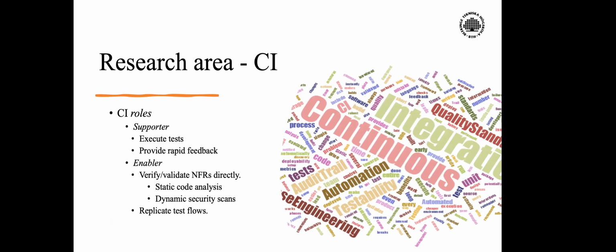Through our study, we find that CI can play at least two roles: as a supporter or as an enabler. Supporter refers to providing inputs or some prerequisites for the test automation, the builds or the jobs. And the enabler specifically refers to making the automated NFR test possible. And also we could replicate the test flows to different projects or components.